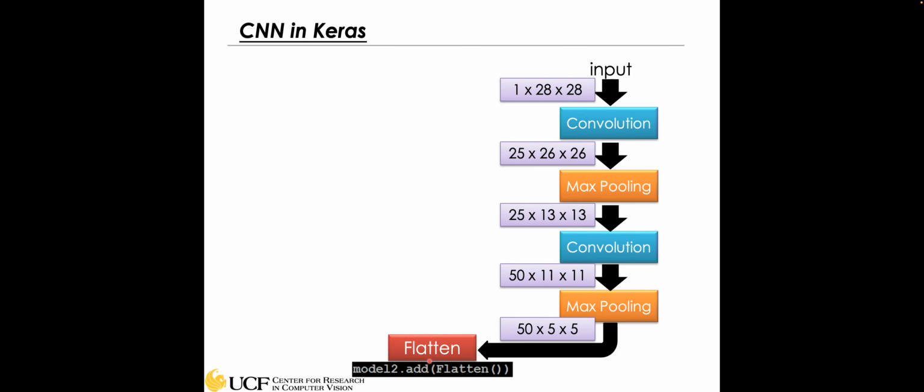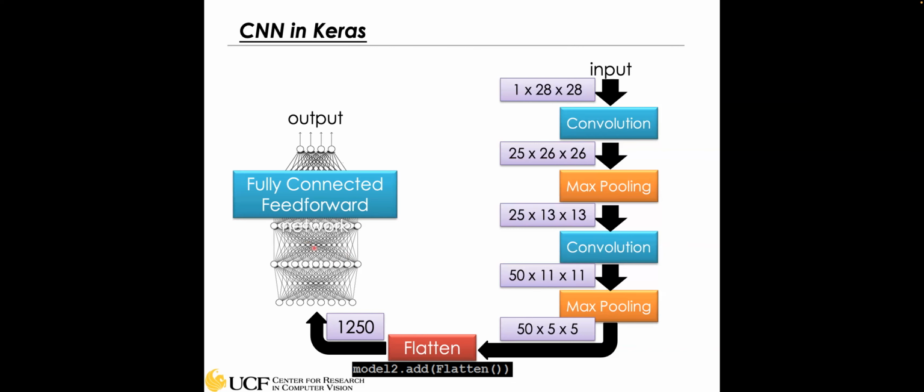So in this case, we'll add a flatten layer in Keras here. So basically it collapses these feature maps into this size, 1,250. Then you can attach 1 or 2 fully connected layers. Then you can generate the output, the probability.